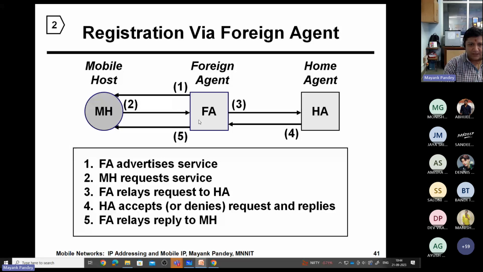After listening to the advertisement, because the foreign agent keeps on advertising this agent advertisement with the care of addresses, the mobile host will request for the registration. The foreign agent will relay this request to the home agent. The home agent will do the registration or deny it and send the reply back to the foreign agent, and the foreign agent will relay the reply to the mobile host. In this way, the mobile host can be registered to the foreign agent.